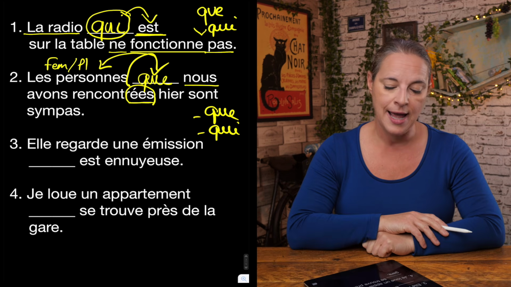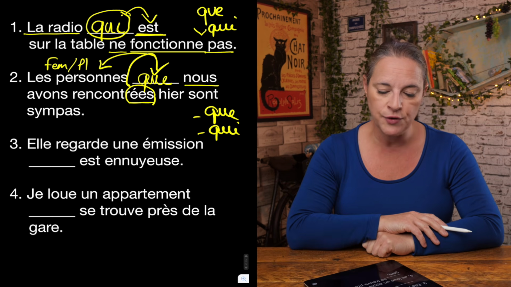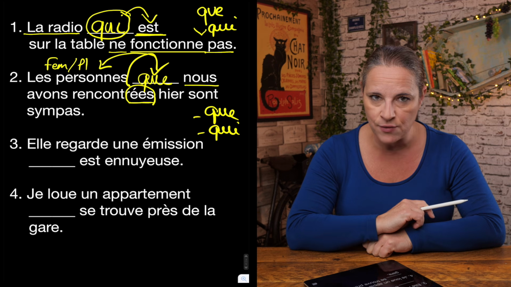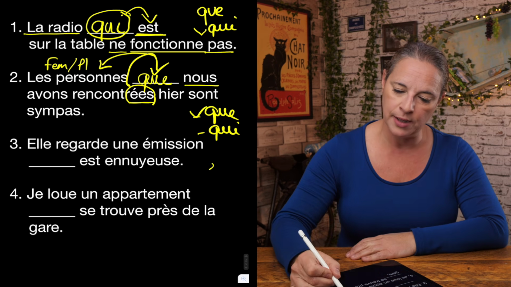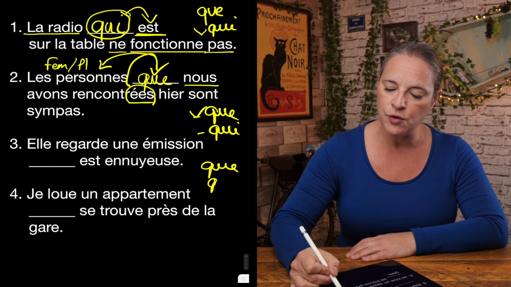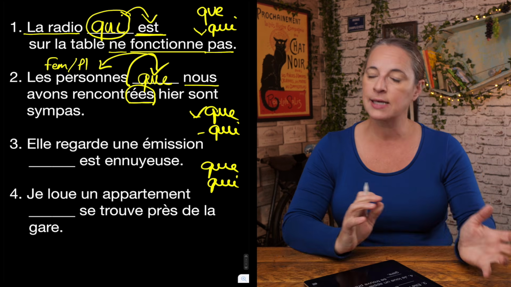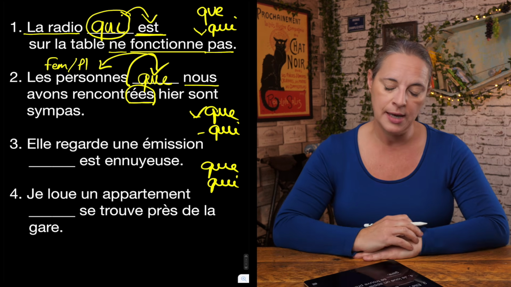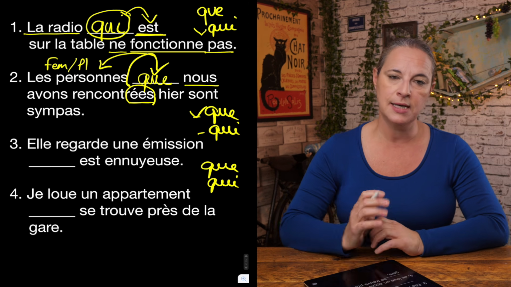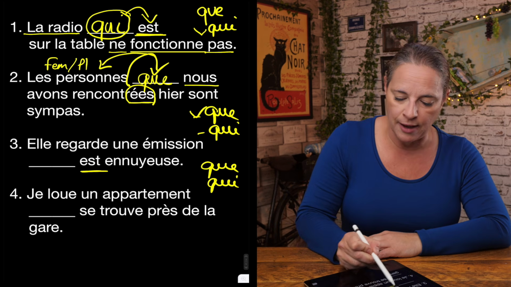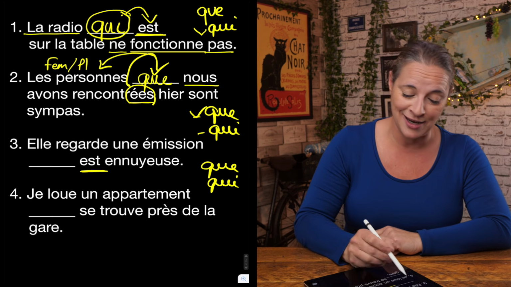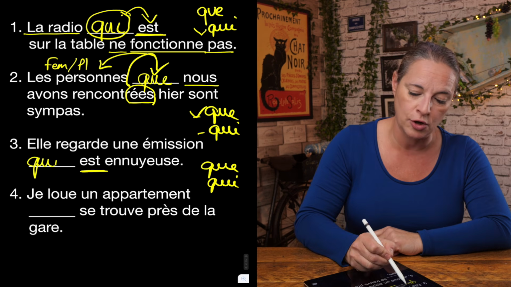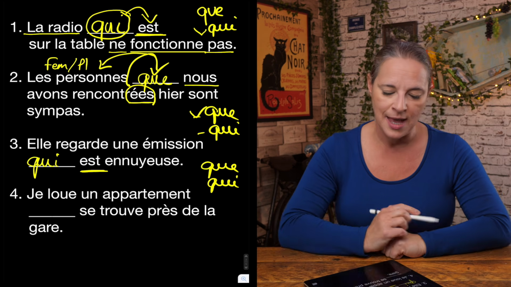Number 3. Elle regarde une émission qui ou que. So here it was que, by the way. Elle regarde une émission qui ou que. Okay. Now have a look at the next word, est. And est means is. It's a verb. So it is more likely, 100% sure that it's qui.